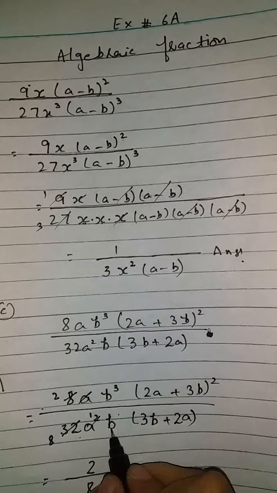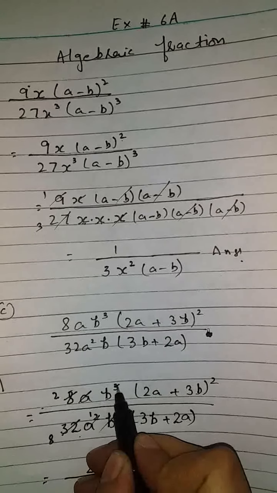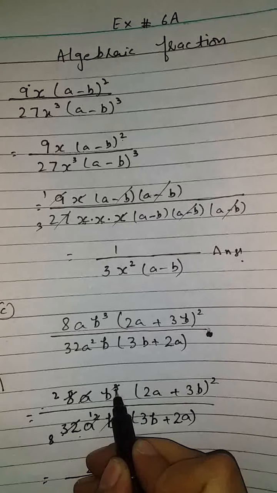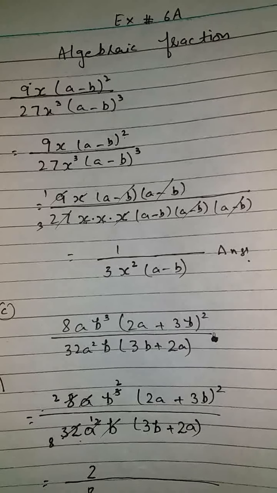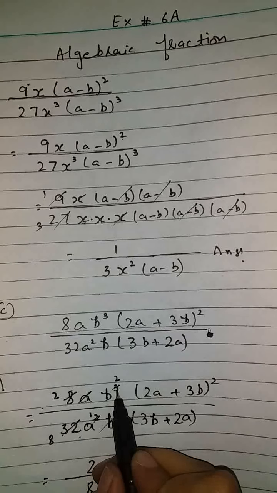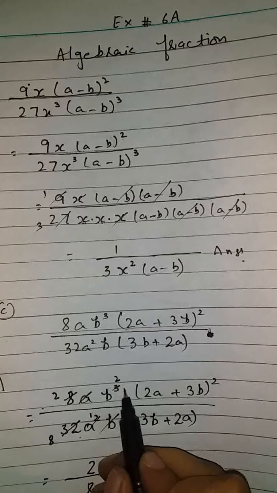Got it? There is b power 1 and there is power 3. It means this b cancels with power 3. After cancellation the remaining power is 2. There is power 1 and power 3. After cancellation the remaining power of b is 2.